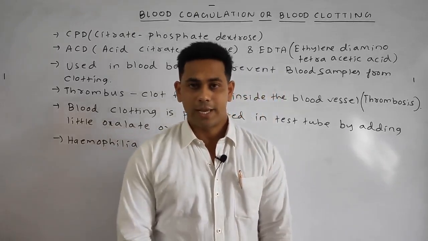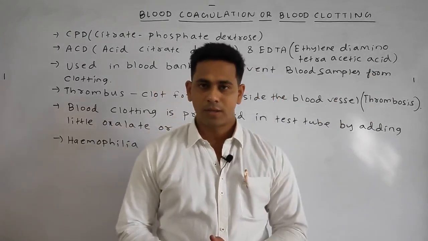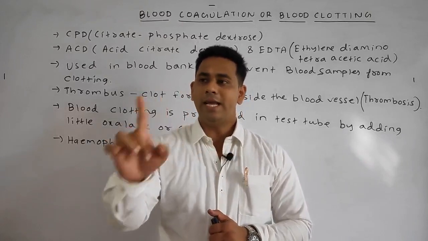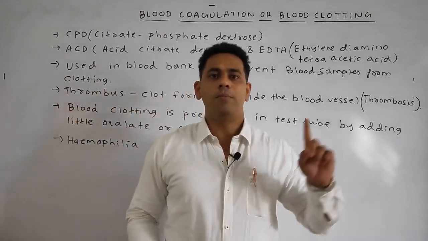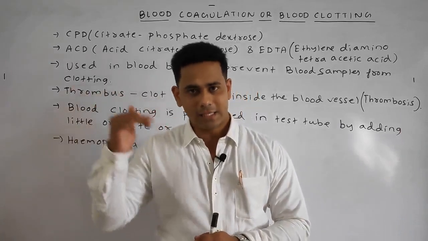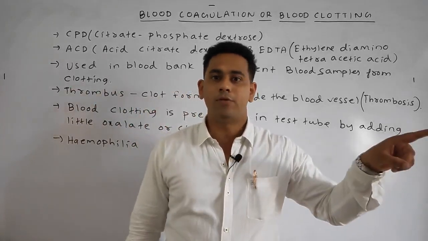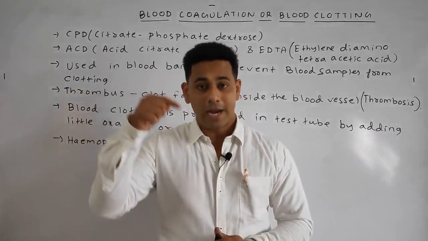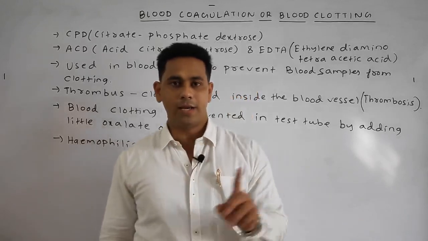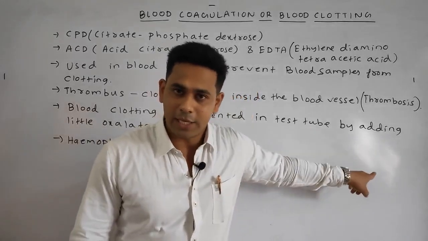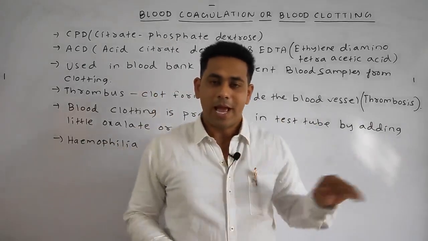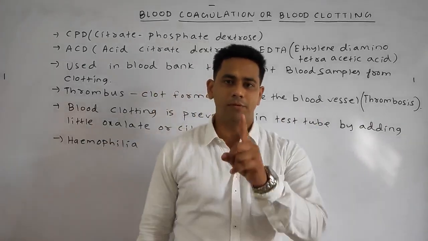As we have discussed, 13 factors are required for blood clotting. If factor 8 is absent, it will cause hemophilia A. If factor 9 is absent, then it will cause hemophilia B. If factor 11 is absent, then it will cause hemophilia C. That is why I have written for factor 8, HA means hemophilia A, factor 9, HB means hemophilia B, and factor 11, HC means hemophilia C.